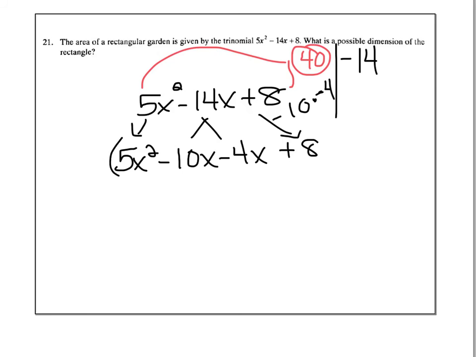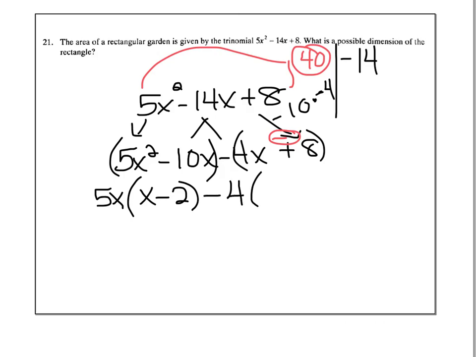Now we start grouping. First set of parentheses, I can take a 5x out. 10 and 5 are both divisible by 5, and they have an x in common. And that's going to leave me with 1x, or x minus 2. Again, I've got that minus in the middle, which means this sign here is going to change. 4x and 8 are divisible by 4, and that turns that into x minus 2.